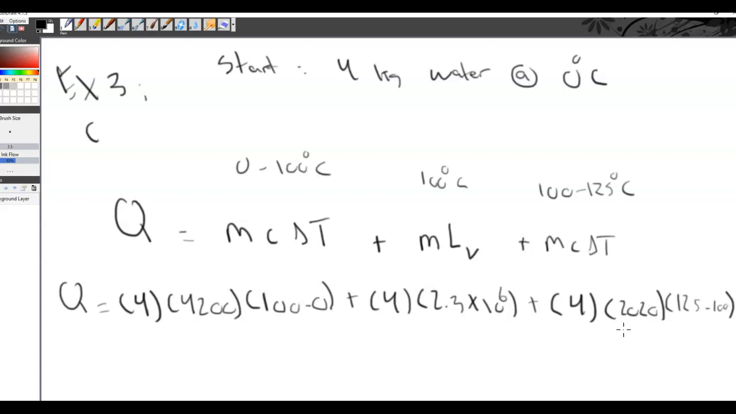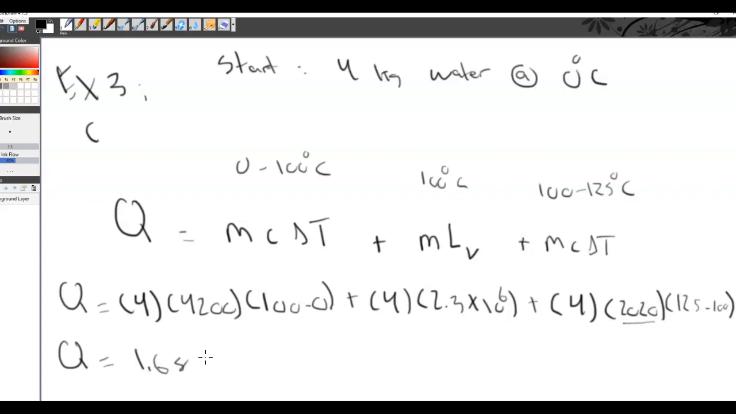If you're using the specific heat capacity of steam, which is 2020, you can only use that so long as you're dealing with steam. And you're only dealing with steam from 100 degrees Celsius onward. So you have to do it in stages like this. From now, all we have to do is plug all this into the calculator. So I'm just going to do that.